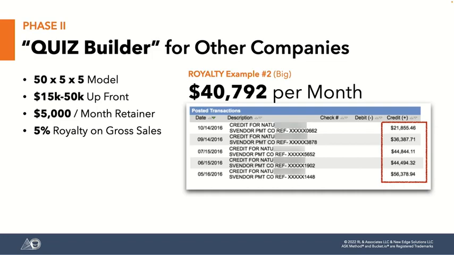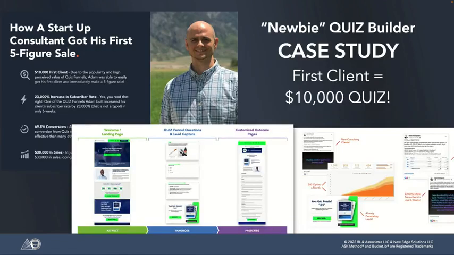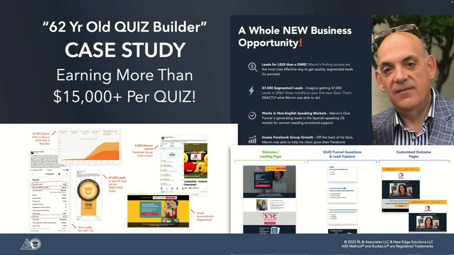When I started teaching this to a small group of our inner circle clients, we started seeing all sorts of success, people getting results, creating quizzes for other clients. I shared the story of Adam and how in his very first client ever, he charged over $10,000 to create that quiz. I shared the story of Marvin, 62 years old, who's now building quiz funnels for anywhere from $15,000 to $25,000 per quiz or more.